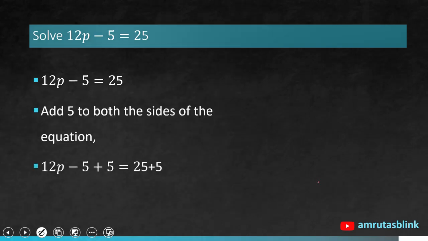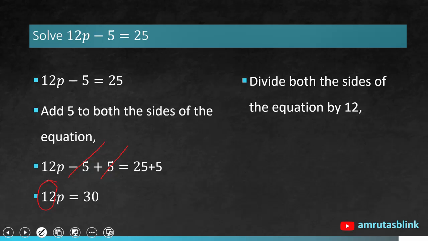12p minus 5 plus 5 is equal to 25 plus 5. Minus 5 plus 5 cancel. 12p is equal to 30. Now we need to remove this 12. Divide both the sides by 12.